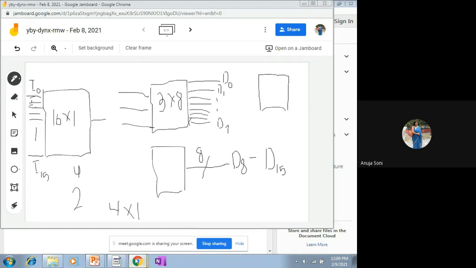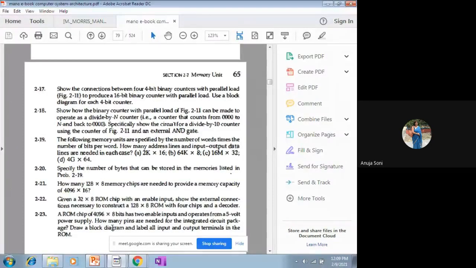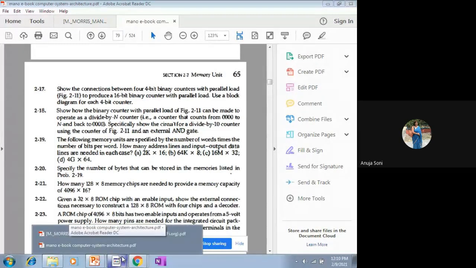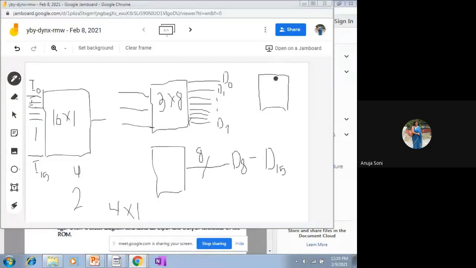And this is the diagram of this chip, which is mentioned in your question number 23. 4096 into 8 bit size. 4096 into 8. So 4096. What is the size?